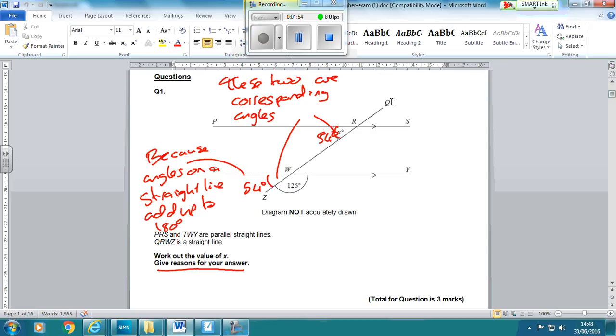Now, the reason they're corresponding angles is because they're on the same side. So this one here is just underneath this line. This one here is just underneath this line. And notice that the two lines that are referred to are parallel lines. If we'd talked about this one here and this one here, the sides alternate. So it goes from the left-hand side to the right-hand side. So they'd be alternate angles. So because they're on the same side, they're corresponding angles. So that's how you get your 3 marks for that one.